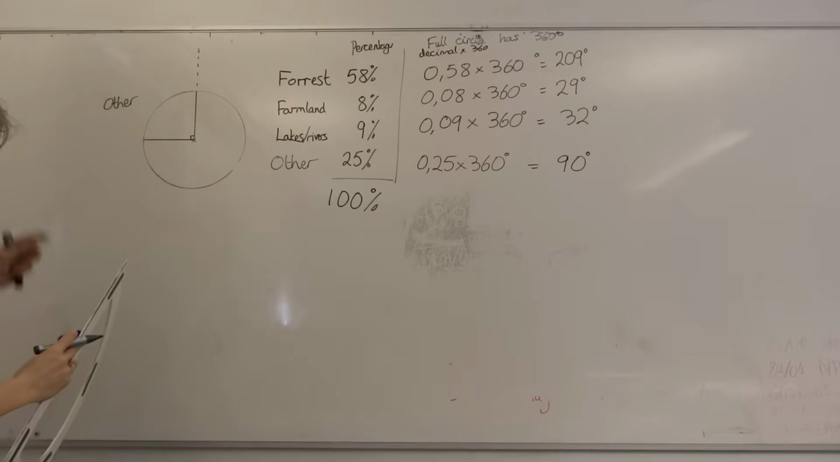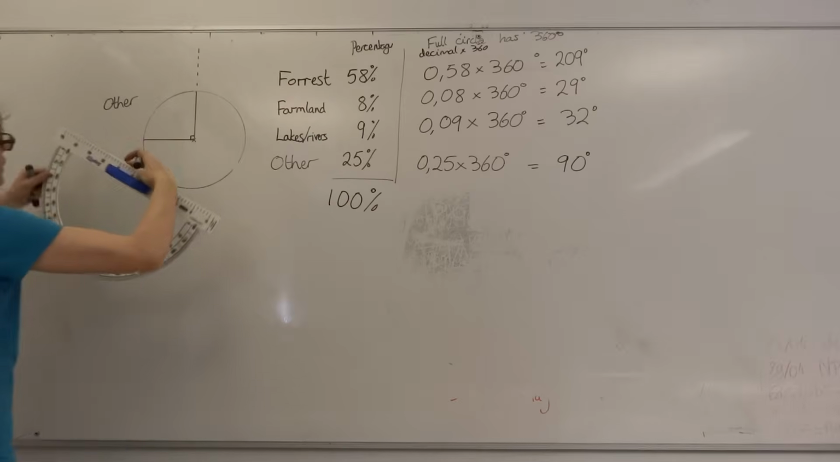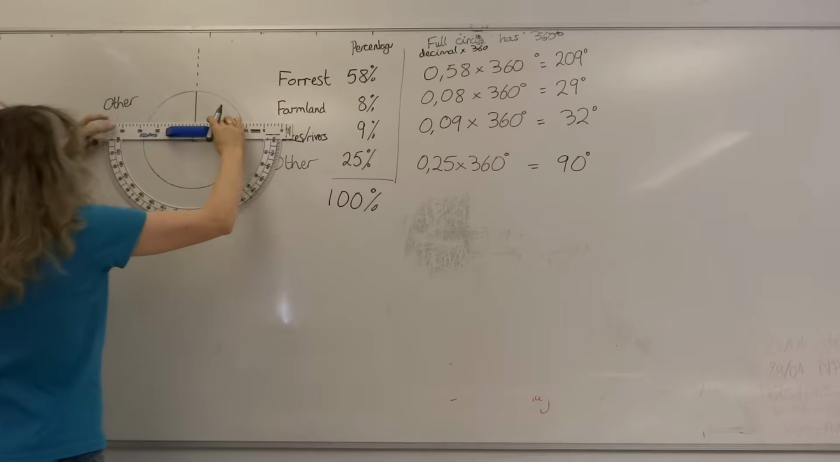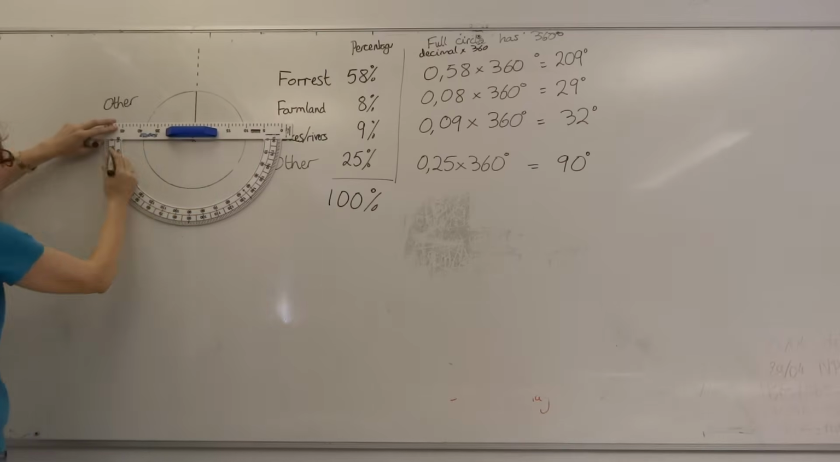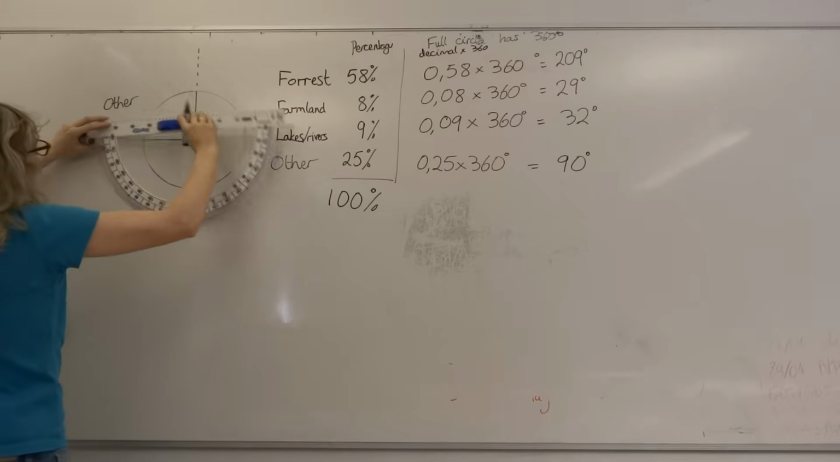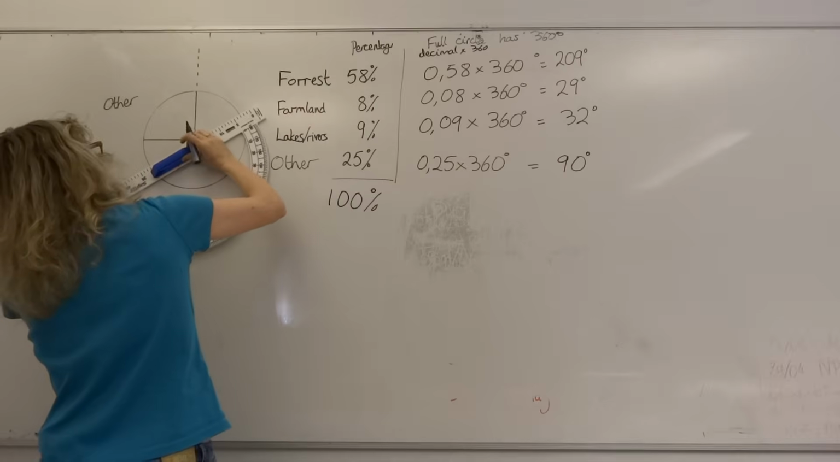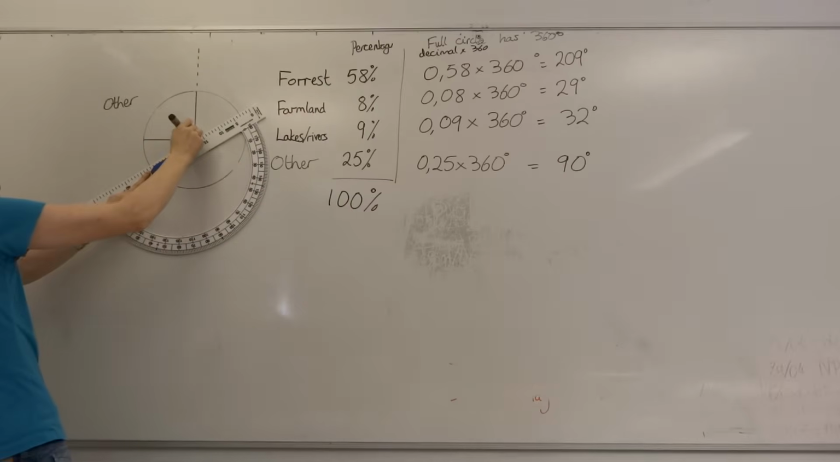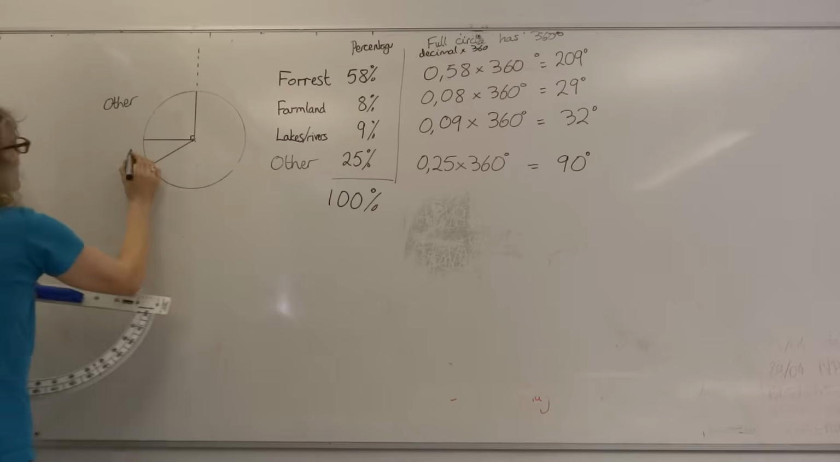From that we need a 32-degree angle. So we put our protractor at the end of the forestry mark and go down 32 degrees. 10, 20, 32. Which will give us a line. And we don't need to draw the line all the way out here to the dot. We just take it to the end of the circle. This is our lakes and rivers.